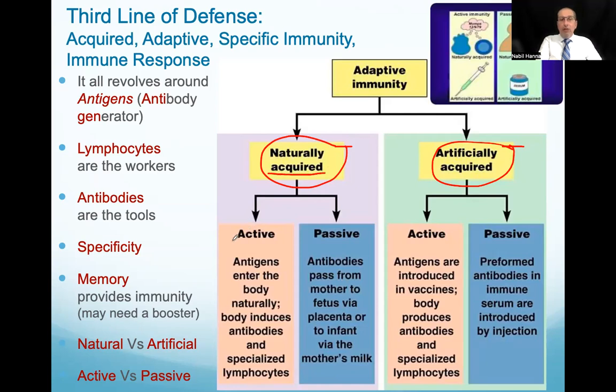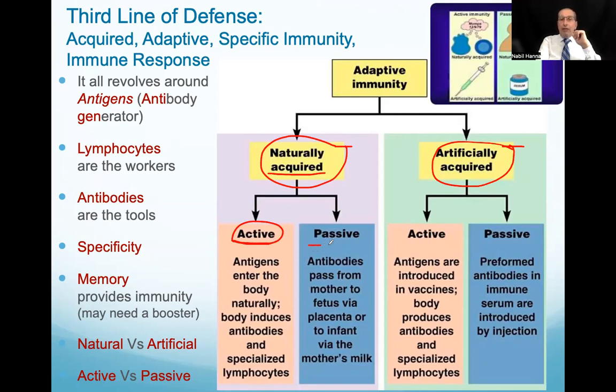Active, like when you are infected for the first time with the flu, for example, you start making antibodies against the flu, and now you have antibodies against the flu, and for the rest of this winter, if you get exposed again to the same flu virus, you can resist. So that's active, naturally acquired immunity.